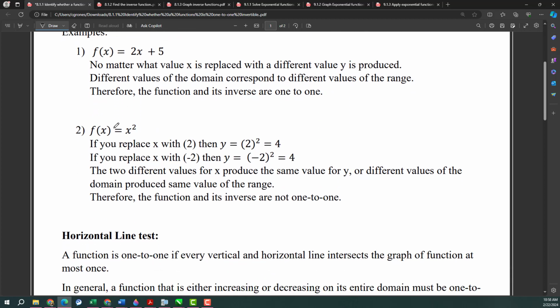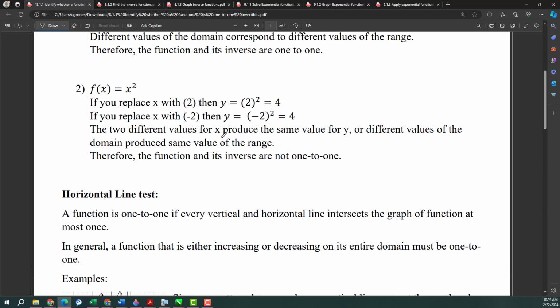If you look at the next one, it has an example of one that is not one-to-one. So f of x equals x squared. It says if you replace x with 2, y equals 2 squared, which equals 4. If you use -2, then -2 squared also equals 4. So different values for x produce the same value for y, or different values of the domain produce the same value in the range. Therefore, the function and its inverse are not one-to-one.